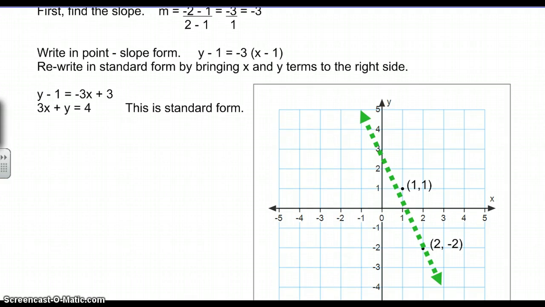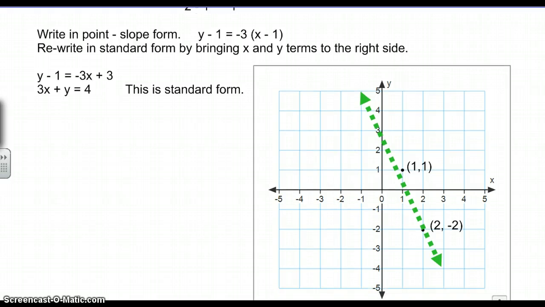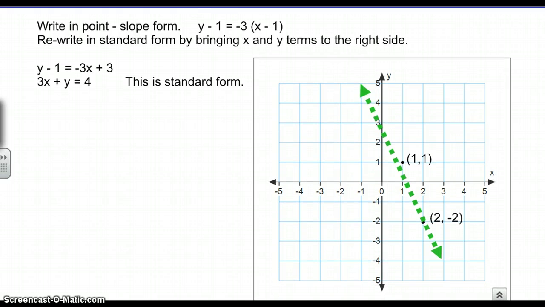Then you can write it in point-slope form. So I took one of the points, the 1, 1, and wrote y minus 1 equals negative 3 times x minus 1. All you have to do to rewrite this in standard form is to bring all the x and y terms to the left-hand side of the equation. Just make sure the x terms come before the y terms. So here I have y minus 1 equals negative 3x plus 3, or 3x plus y equals 4. That is the standard form of this line.